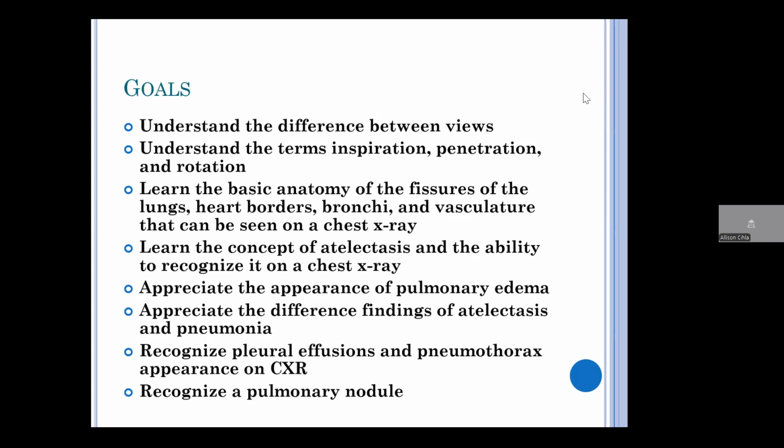Our goals for today are here. In the interest of time, I will not read through all of those, but this is what we will talk about today.